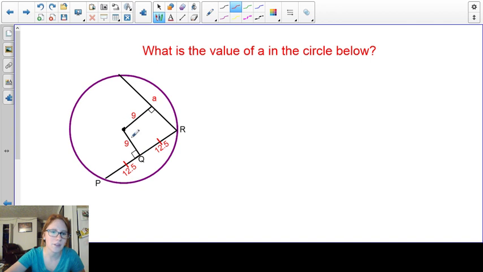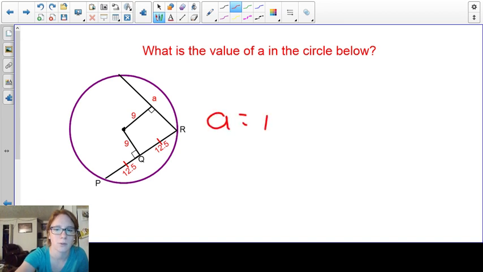Well, if these are equidistant, because this chord is the same length away from my center as this chord, then they must be equal together. Well, if this piece is 12.5 and this is 12.5, A is simply 12.5 plus 12.5, which gives me 25.